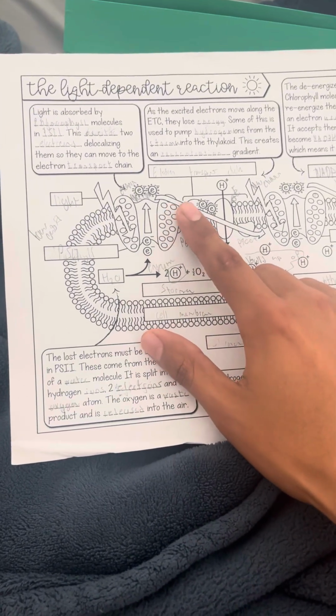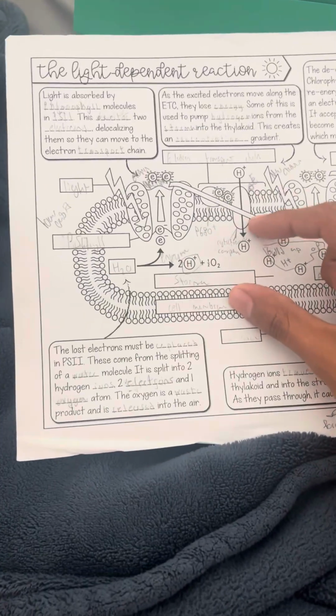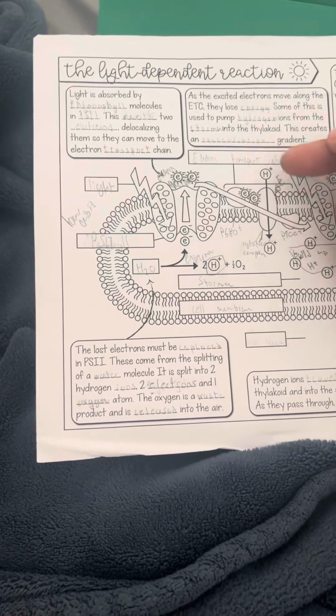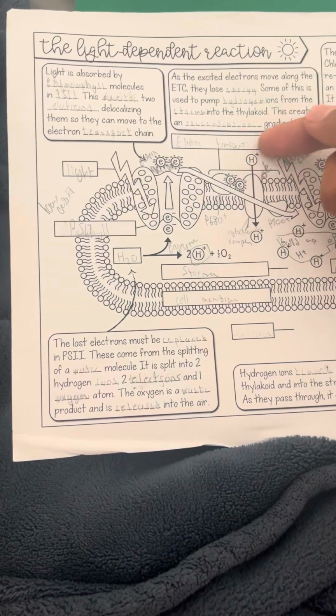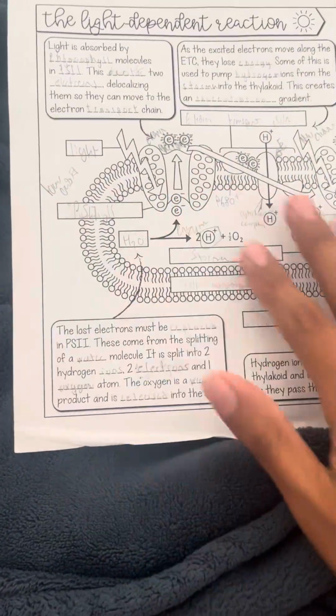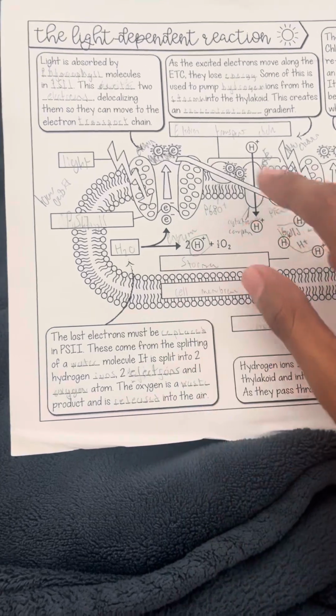Now then, back to the excited electrons. These excited electrons go right over here. This is kind of like a carrier protein, but it is called the cytochrome complex, which pumps hydrogen ions from the stroma into the thylakoid. So right now we have more and more hydrogen building up in here. It's important to keep that in mind.